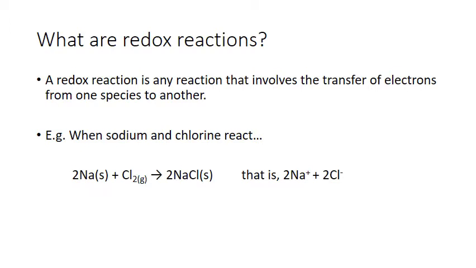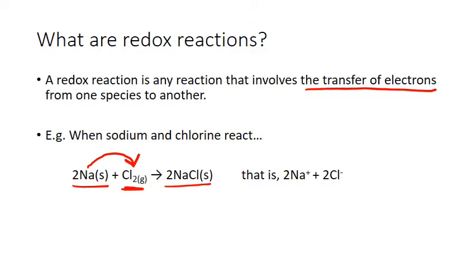A redox reaction is any reaction that involves the transfer of electrons from one species to another. That transfer of electrons is key. So for example, when sodium and chlorine react, it's a redox reaction. Sodium loses electrons and chlorine gains electrons. They are transferred from the sodium to the chlorine. So we say the sodium has been oxidized. It has lost electrons. And we say the chlorine has been reduced because it's gained electrons. So electrons are transferred from sodium to chlorine to form sodium chloride.